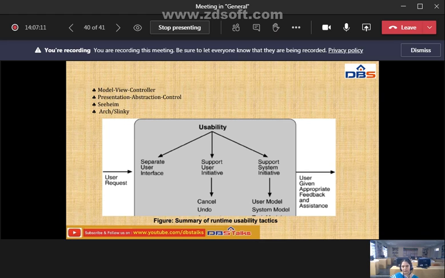So, here is the architecture for usability: user request, and we have taken the usability tactics. These are the usability tactics: separate user interface, support user initiative and support system initiative. So, with the help of these things.